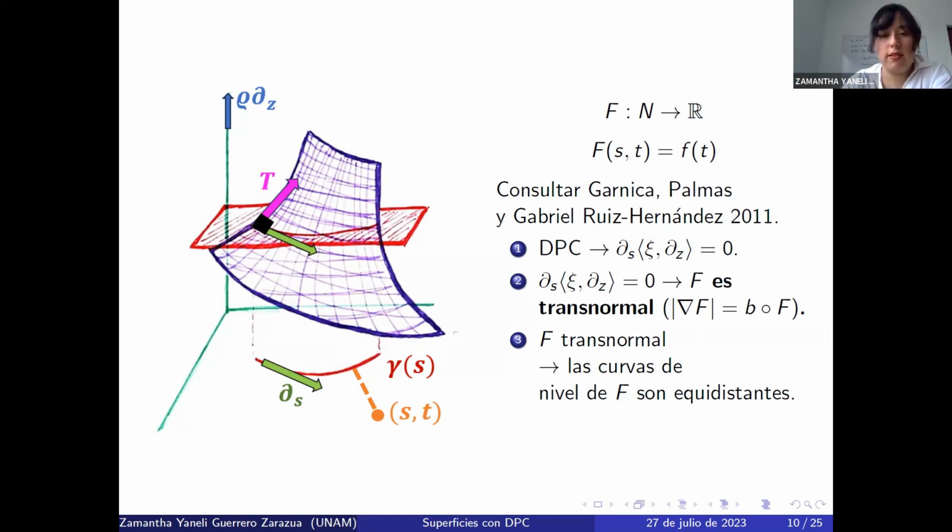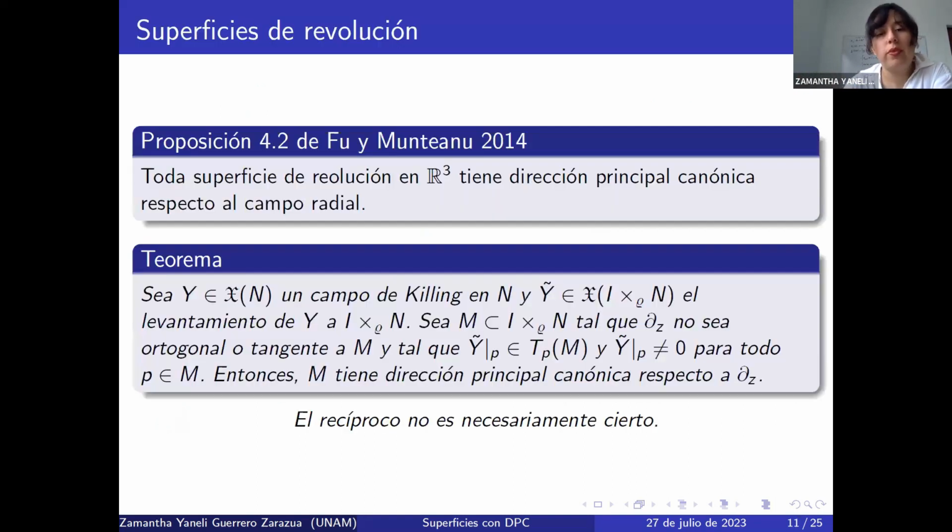Yeah, so remember that. All right, what can we say about the angle then? Well, not much other than the fact that it's constant along these level curves. Why? Because in R3, surfaces of revolution all have canonical principal direction with respect to a radial field. So, it's a very broad possibility.